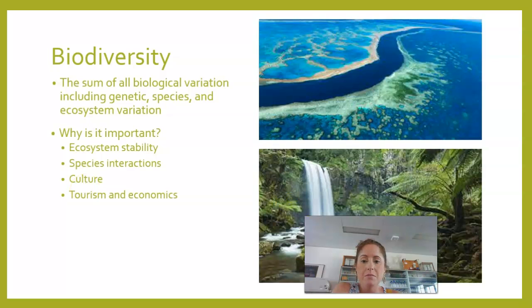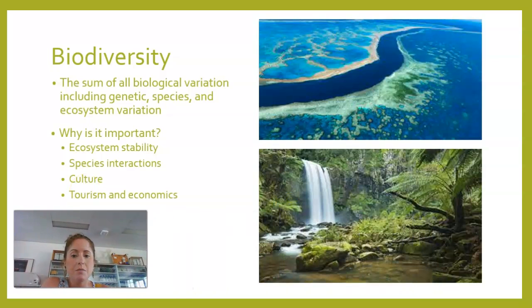To define biodiversity, we would say it's the sum of all the variation. This includes genetic variation, species variation, and ecosystem variation. That's the way that we'll define biodiversity. Biodiversity is important because biodiversity is what makes ecosystems stable. The interactions that occur within an ecosystem are important. If biodiversity is low, those species interactions could be severely impacted.